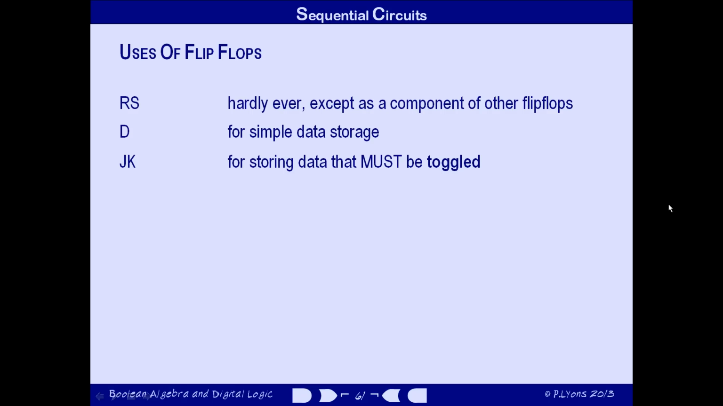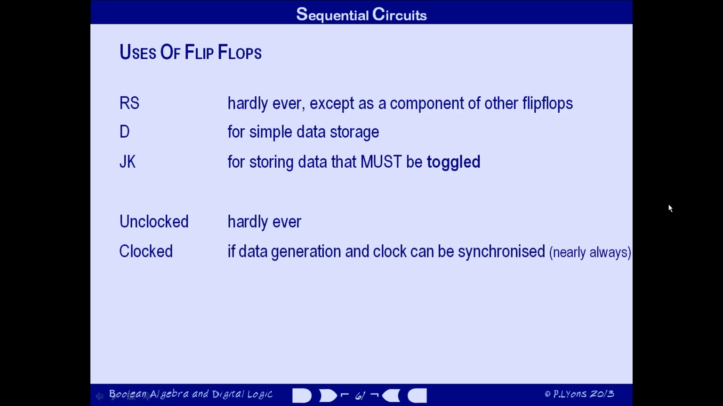Let's move on to the second dimension of variation between flip-flops, whether or not they're clocked. Unclocked devices have to be controlled by their data inputs. This conflation of data and control inputs means that we can't attach a lot of flip-flops to a common data source and load them independently. So unclocked flip-flops are hardly ever used. And clocked flip-flops are almost always used, because they allow us to control when data is to be loaded.